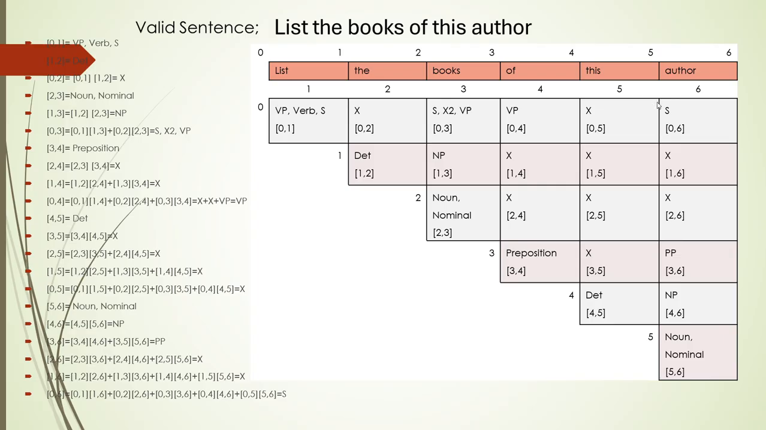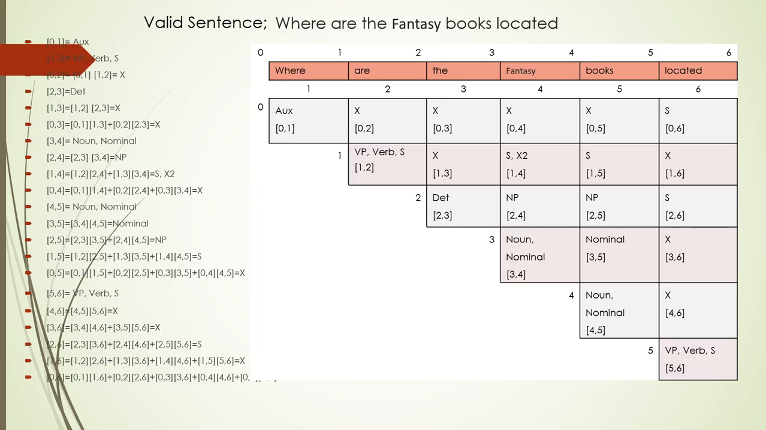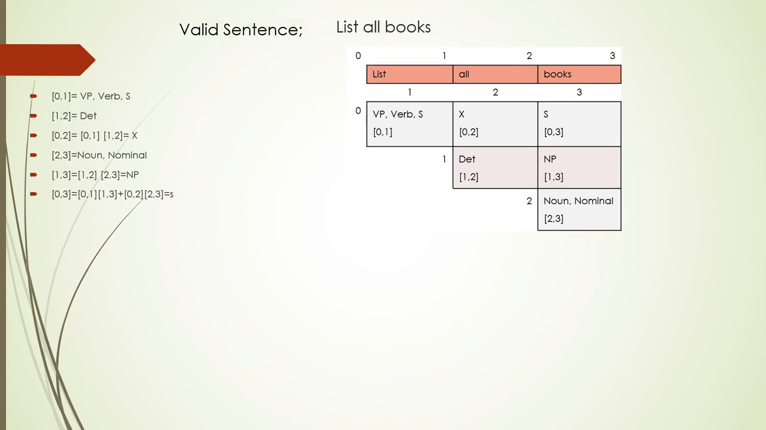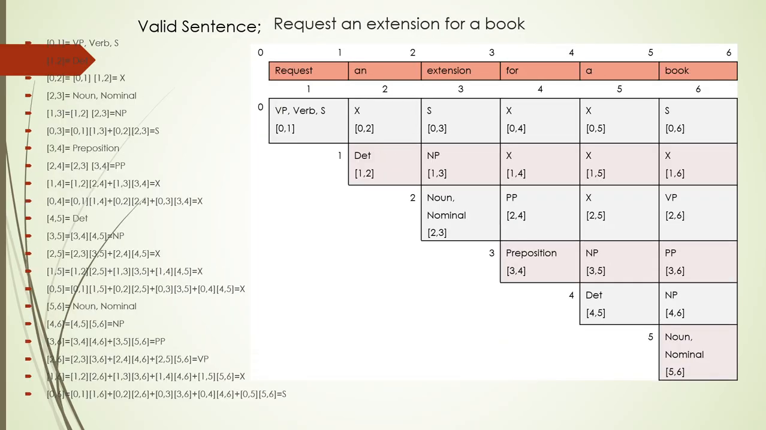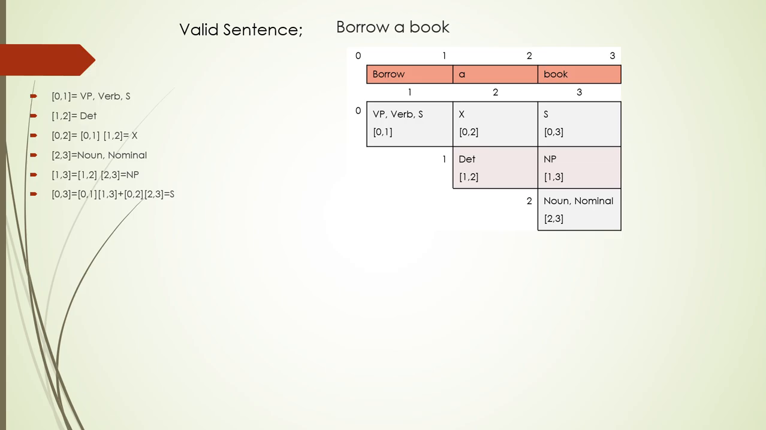In order to identify that this one is a valid sentence, I need to have S at least in the last box here. Since I have an S here, I can say this one is a valid sentence. And I did the same calculation for every other sentence. Here are all the other valid sentence tables.